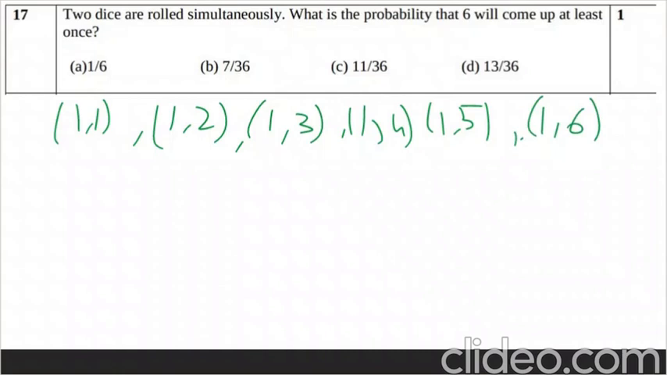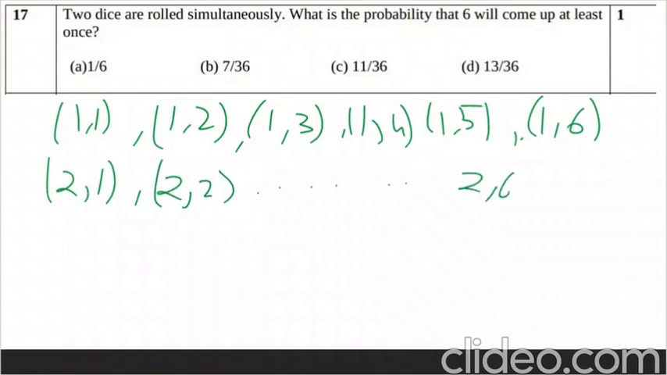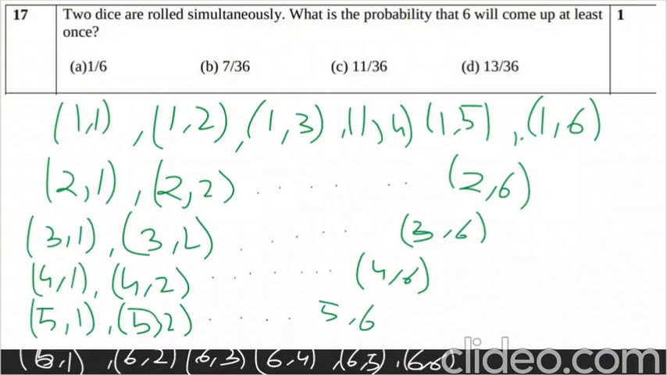Similarly, can I write for the others also? 2, 1. 2, 2. Keeps on going until 2, 6. Similarly for 3. 3, 1. 3, 2. Then I'll write it quickly. So here if you see, I've quickly written all of the values: 1, 1, 1, 2, 1, 3, 1, 4, 1, 5, 1, 6. Similarly for 2, 3, 4, 5, 6 also.